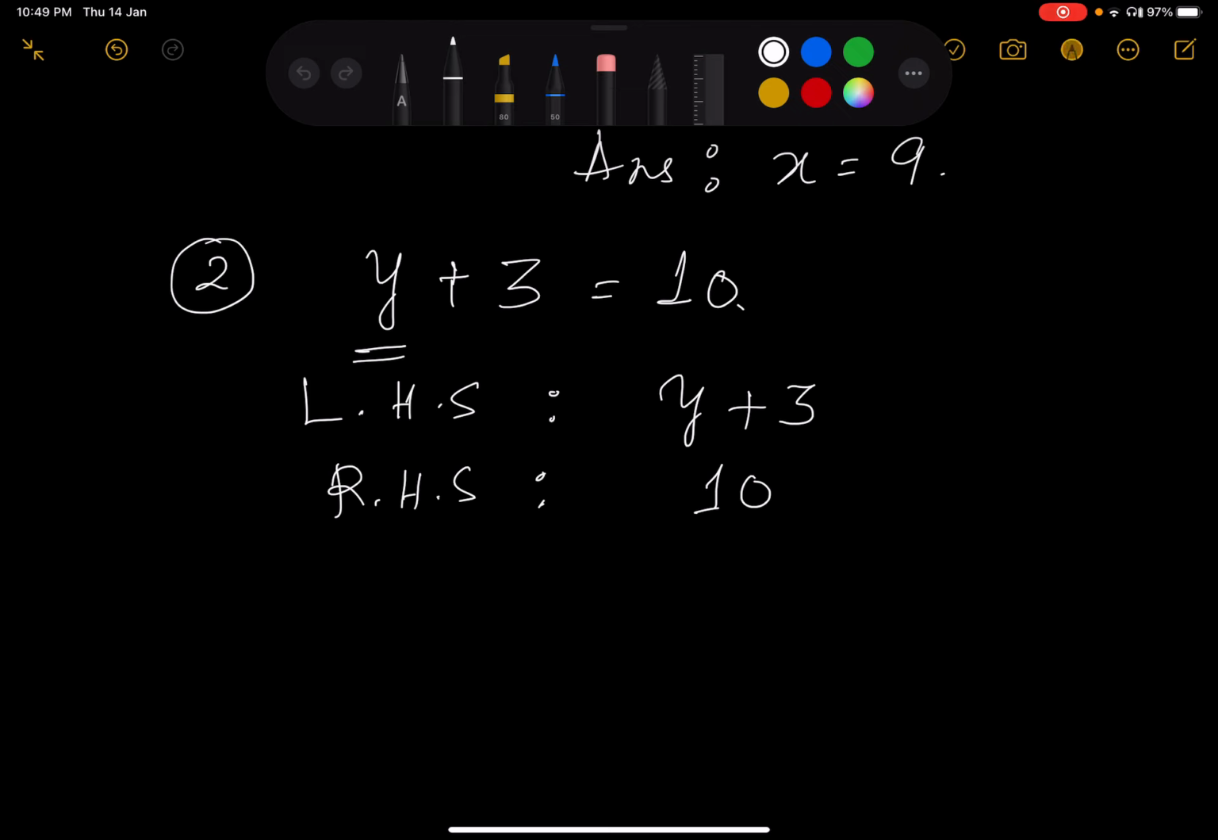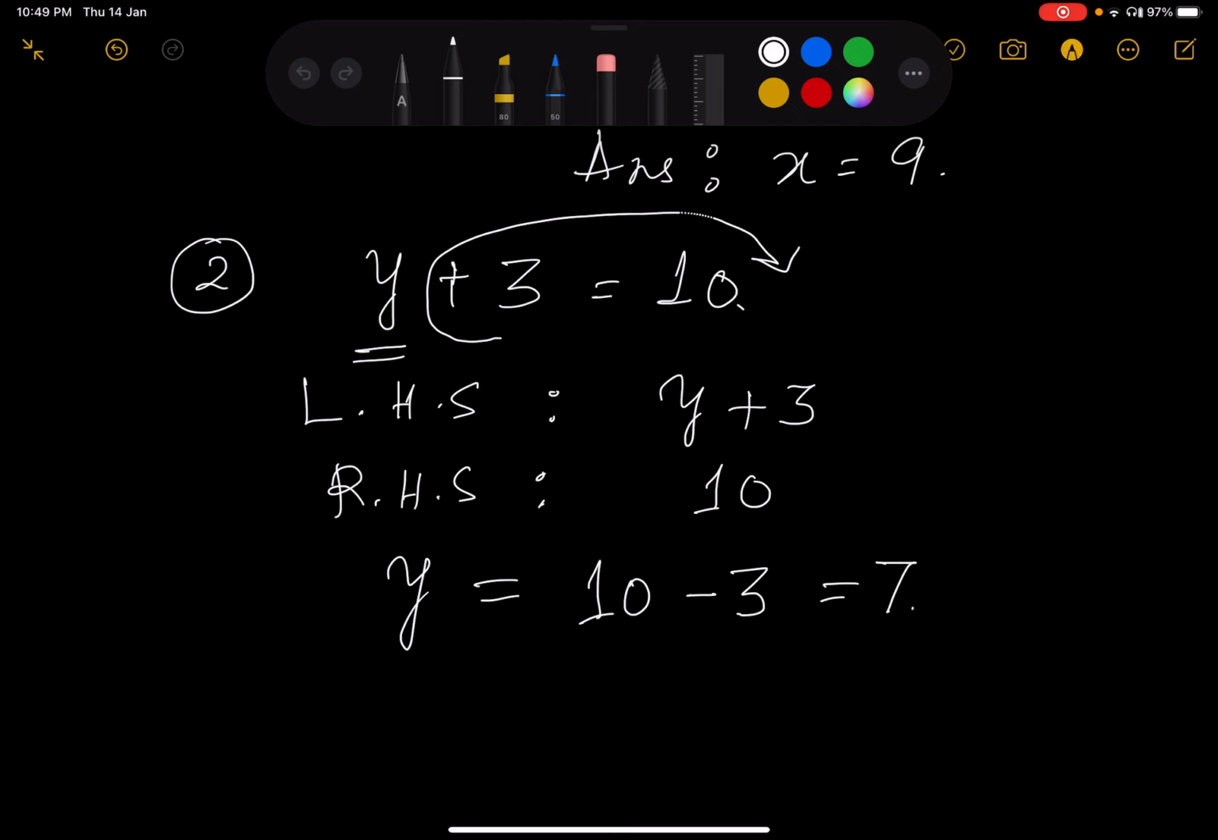So, what you should do is keep your variable on one side. Usually we keep it on the left hand side and take this number, or transpose this number, to the right hand side. So, what you get? 10 minus 3, and 10 minus 3 is equal to 7. So, the answer is y, or the unknown variable, is 7.